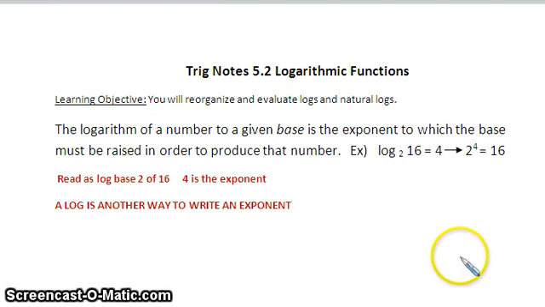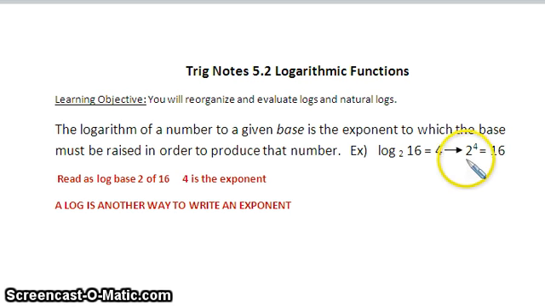This video is Trig Notes 5.2. We're dealing with logs. The first thing we need to understand is what is a log. A log is just a way that we can write a problem where it will involve an exponent.